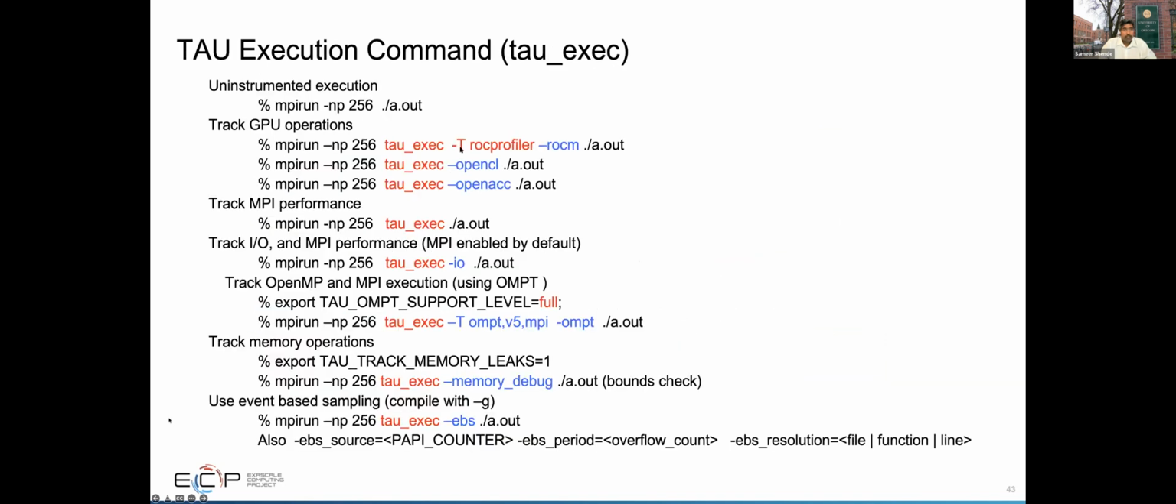And you can specify a given tag or a configuration of TAU like this, where you can say, run this on 256 MPI ranks. If this is the uninstrumented execution, then with ROCm enabled with ROC profiler interfaces, you say -T rocprofiler and -rocm, or -T roctracer with -rocm. You can say -opencl, -openacc, even I/O profiling or the OpenMP tools interface, OMPT, or event-based sampling using hardware performance counters, and you can specify file, function, or line level resolution.